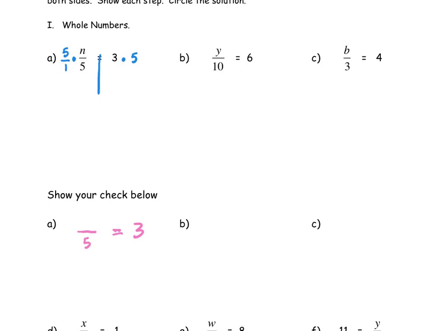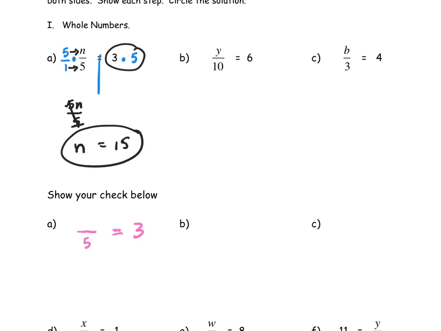So here's what will occur, and we're going to do this a long way right now. 5 times n would give me 5n. 1 times 5 would give me 5. And what happens is 5 divided by 5 is 1, and that's how we get our n isolated. On the other side, it's a little bit easier to do. We just take 3 times 5 and get 15. So the reason we're going to check this is this was a little bit more complicated than what we've been doing. And n equals 15.